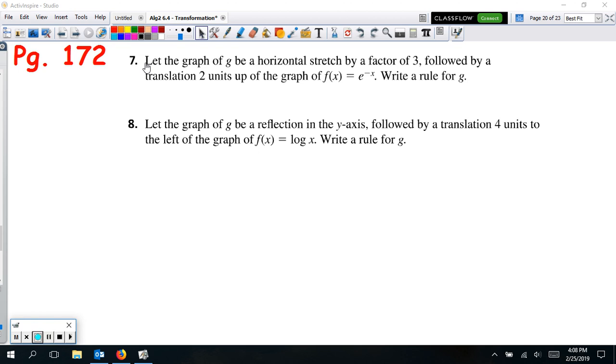Okay, so you should have number 7 copied down by this point. And it says that it's a horizontal shrink by a factor of 3. That's the first thing we'll do, followed by translation 2 units up of this graph, e to a negative x.